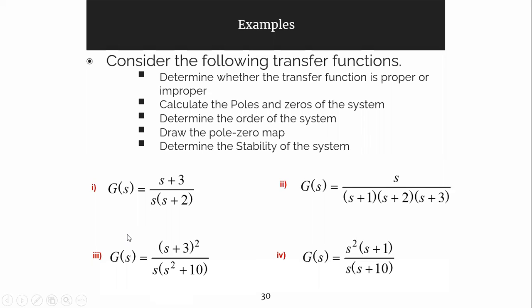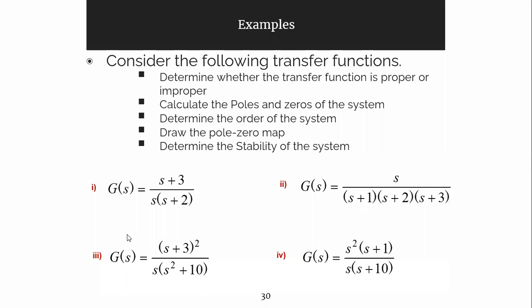Similarly, consider the following functions. The question will come like this: determine whether the transfer function is proper or not. Calculate the poles and the zeros. Determine the order of the system. Draw the pole zero map and determine the stability of the system. So these four numericals are given as homework.